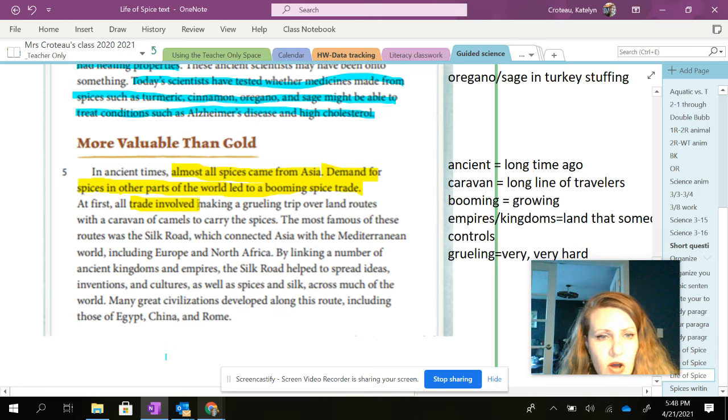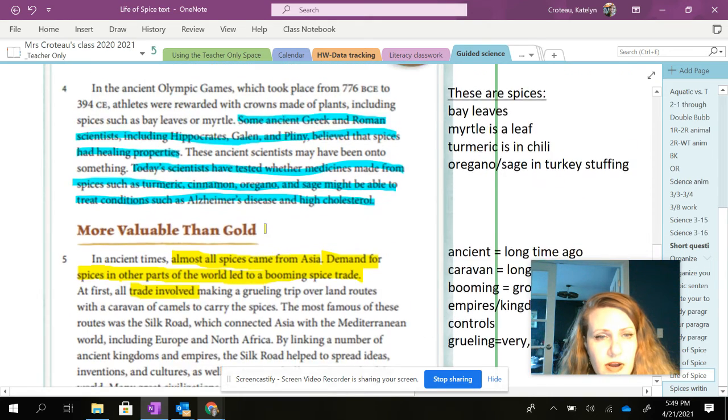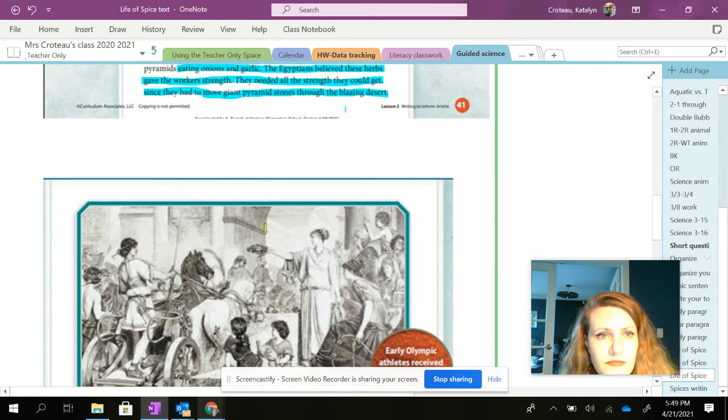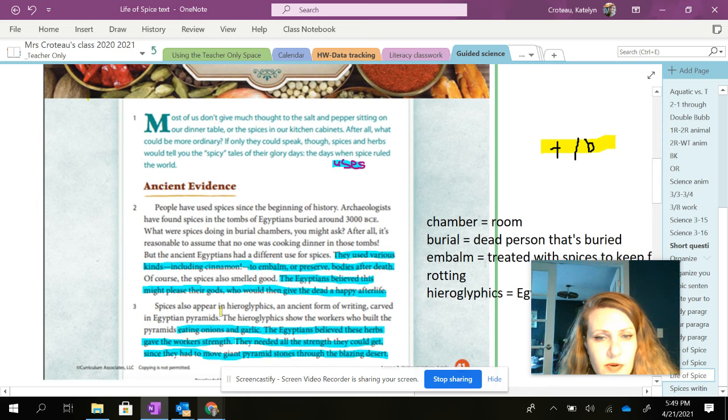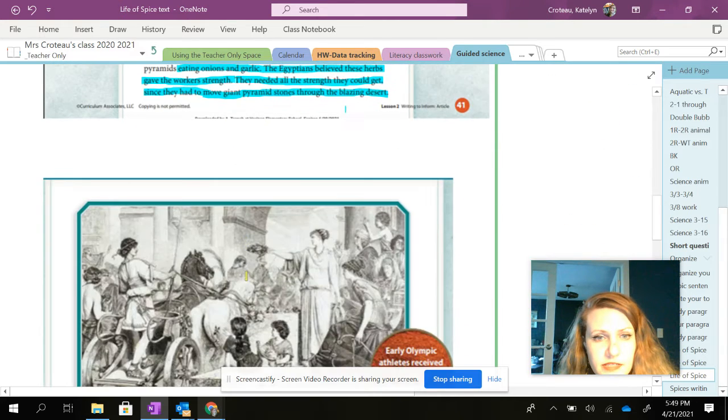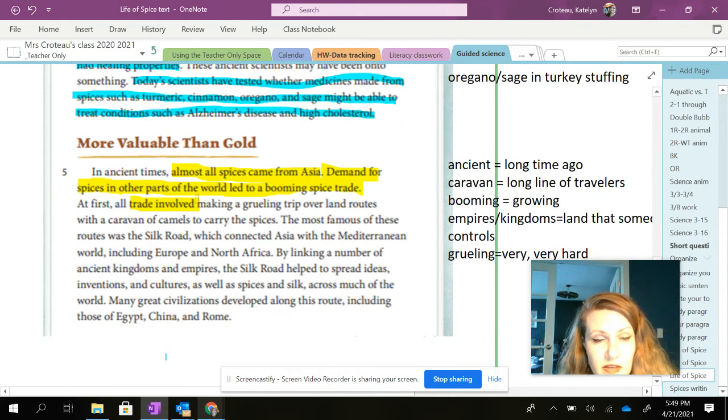trade involved, and remember when we are highlighting, you don't have to have every single word. Mrs. Yamamoto seemed to highlight the entire sentence. You don't actually have to do that. You can highlight some key information, or you can highlight the whole sentence. It really depends on what you think you need for your notes.